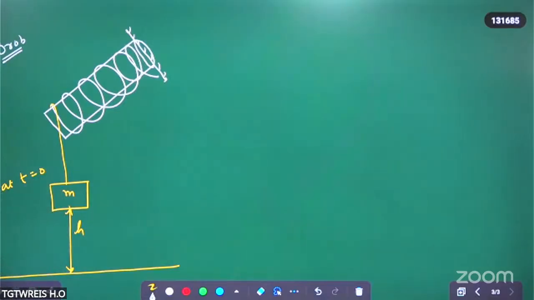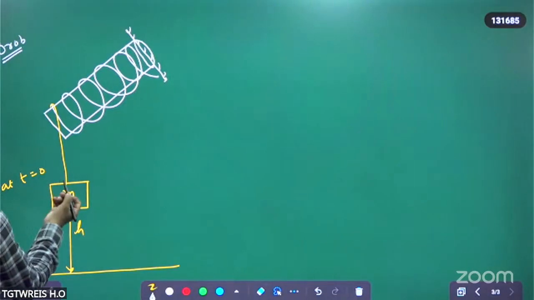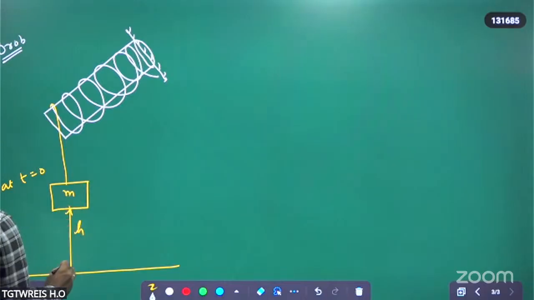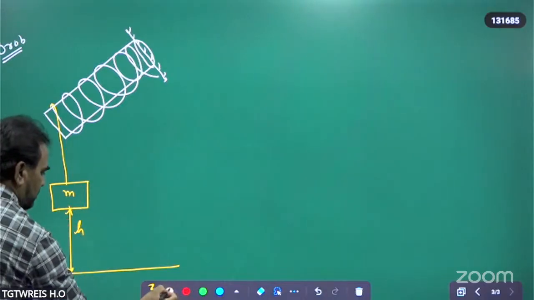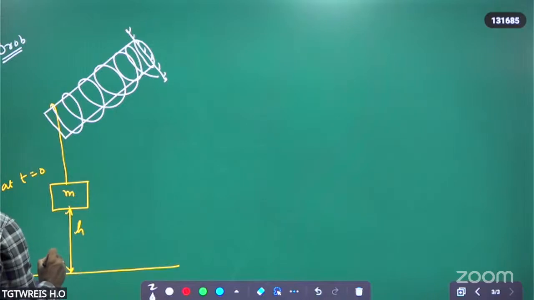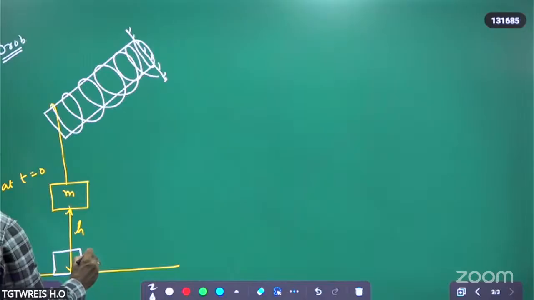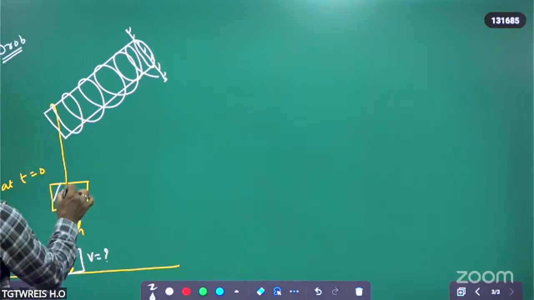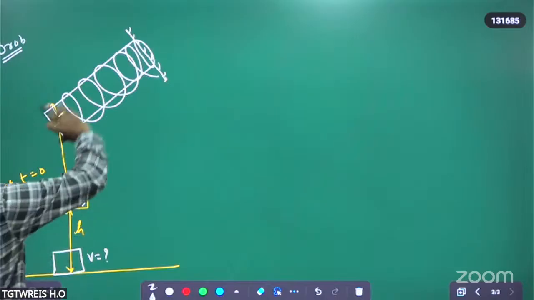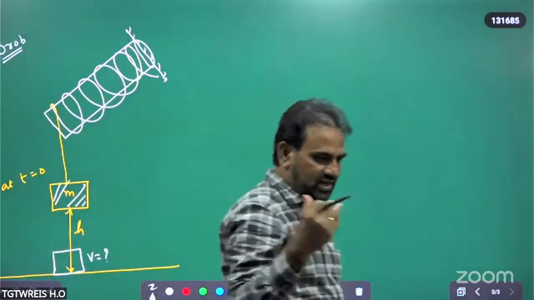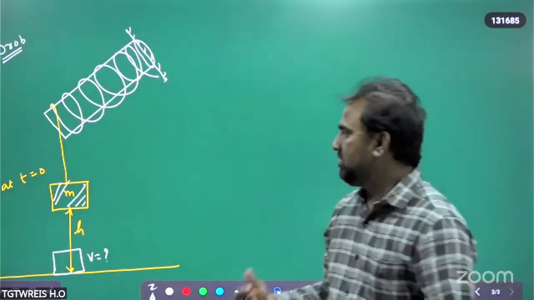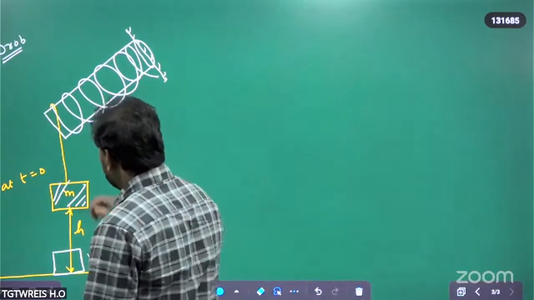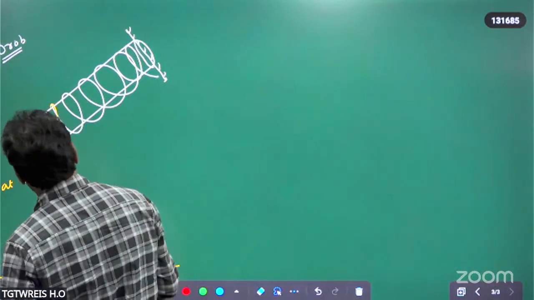After releasing, its initial velocity is also 0. After releasing, with what velocity would it reach the ground? That was the question I showed in the figure. After releasing the block of mass m, with what velocity would it hit the ground?